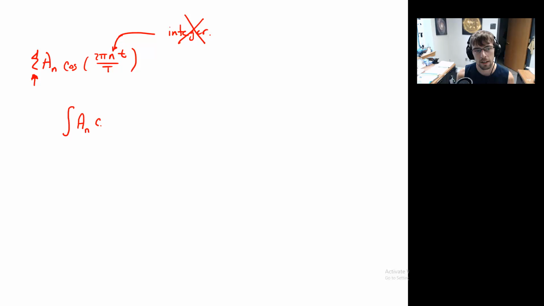to the n. I probably shouldn't even have a to the n anymore. Maybe a as a function of n, cosine of 2 pi nt over T. And you would be integrating over that n right here. Or maybe even more compactly, rather than having 2 pi n over T, the period.